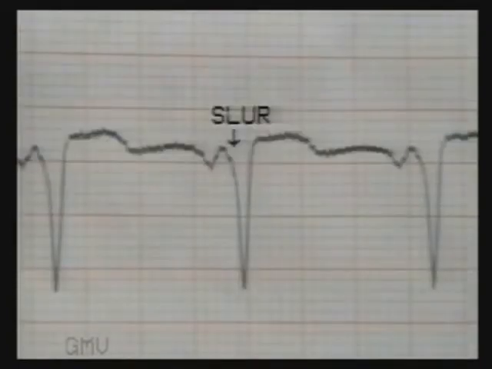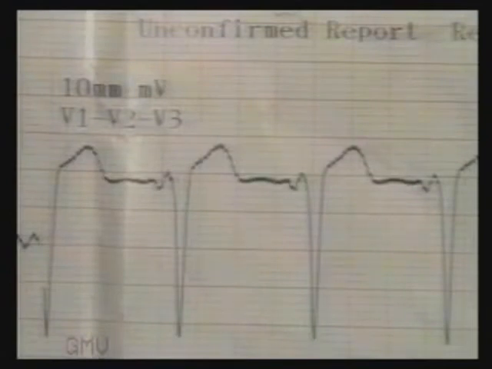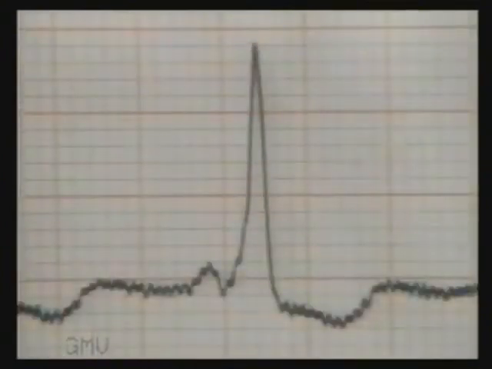The slur of WPW syndrome is also seen on the downstroke in the leads showing a predominantly negative QRS complex. Note the slur on the S wave in V1 and the absence of PR segment. It is important to know the presence of WPW syndrome as it often leads to serious tachyarrhythmias in later life.